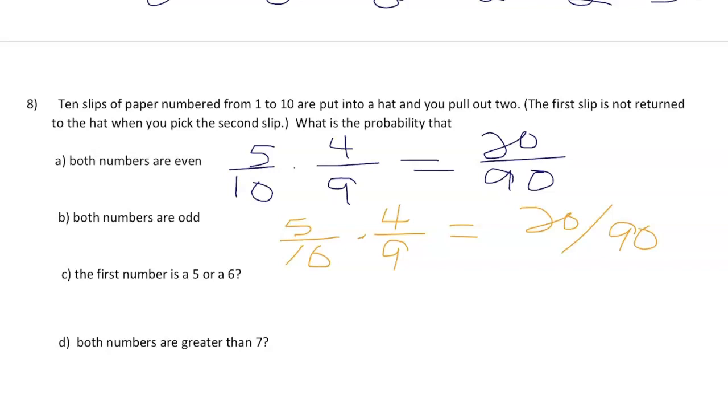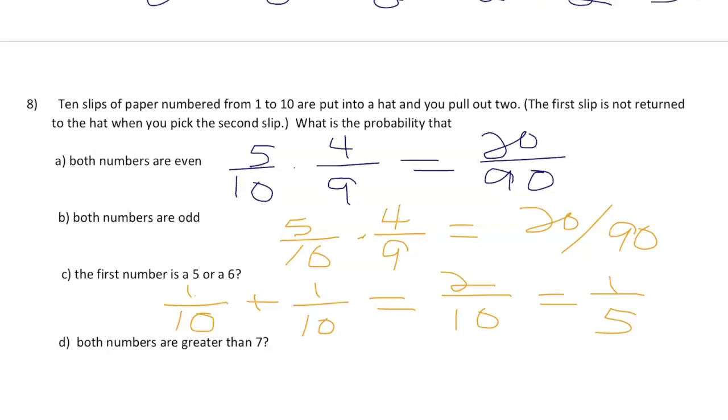The first number is a 5 or a 6. Okay, the chance of getting a 5 is 1 over 10. Plus the chance of getting a 6 is 1 out of 10. So this is an OR problem. Now there's no overlap, so I have nothing to subtract. And that's going to be 2 out of 10. Which can reduce to 1 over 5 if we really wanted to be reducing.